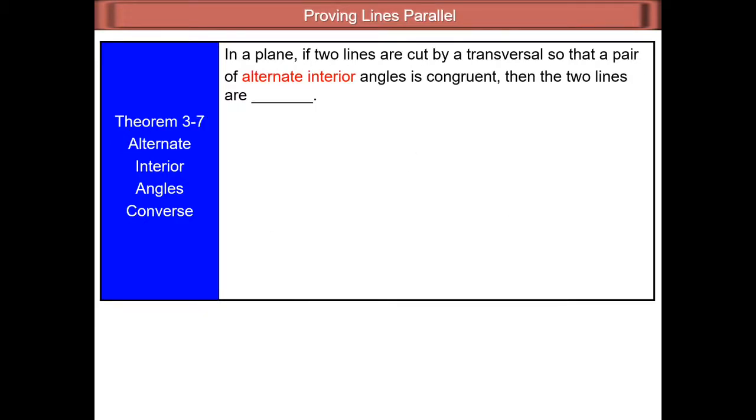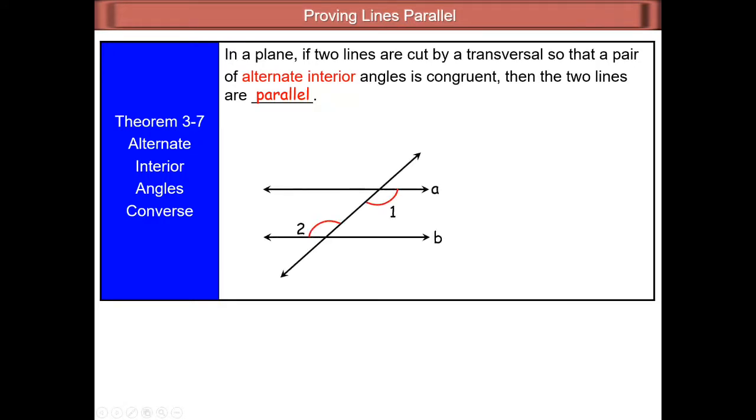In a plane, if two lines are cut by a transversal so that a pair of alternate interior angles is congruent, then the two lines are parallel. Again, this is the alternate interior angles converse because it takes the alternate interior angles theorem and makes it the converse. Here we have our picture. Angle 1 and angle 2 are alternate interior. If angle 1 is congruent to angle 2, then we know that line A is parallel to line B.